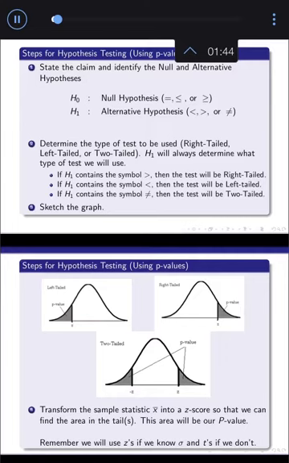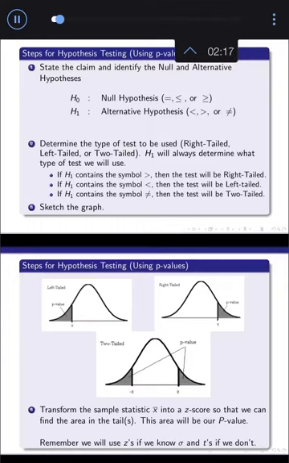Then we can determine what type of test we're actually going to use, whether that be right-tailed, two-tailed, or left-tailed. This will always be determined by the symbol used in H1. The alternative hypothesis H1 will have either a less than, a greater than, or a not equal to. The less than means a left-tailed test, the greater than means a right-tailed test, and a not equal to means a two-tailed test.